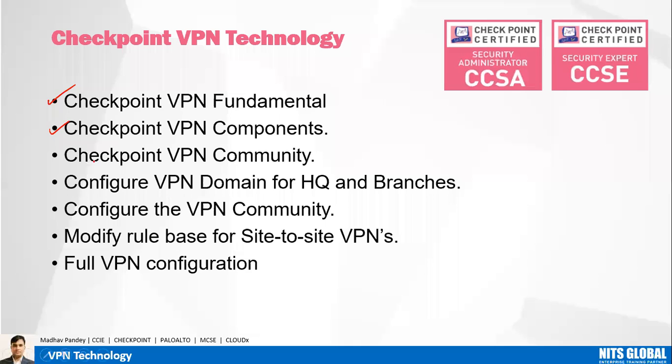Next one is Checkpoint communities. What are the communities? Configuring VPN domains for headquarter and branch offices. How do we configure that? Configure VPN communities. Okay, how to configure that? Modify rule base for site to site VPN. If you want to create a site to site VPN, how do you modify this? How do you make it?